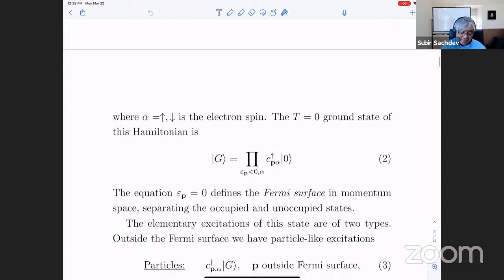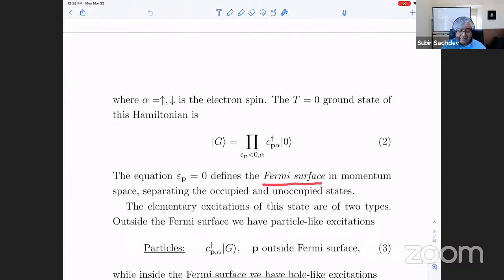And so what we see is that immediately this defines the Fermi surface, which is the boundary between the occupied and empty states. And the equation of the Fermi surface is just E of P equals 0. So you have one condition, and so the surface is D minus 1 dimensional, where D is your space dimension. So in 2 dimensions, it's just a line. We still call it a surface. Okay, so that's the ground state.